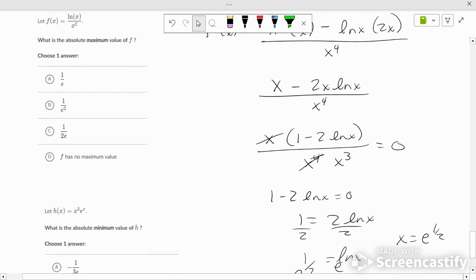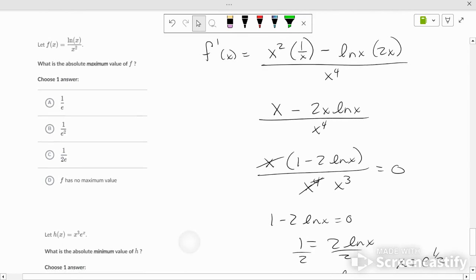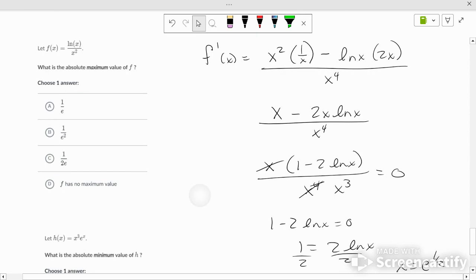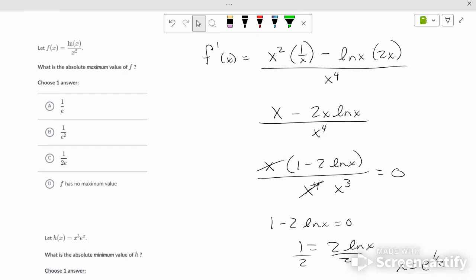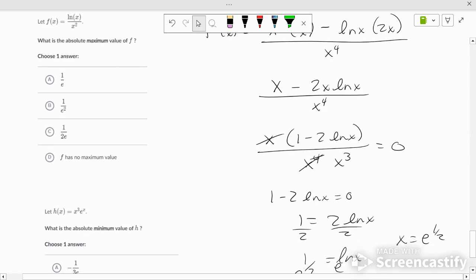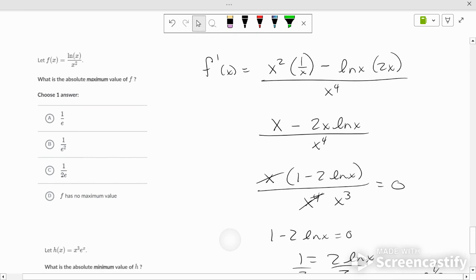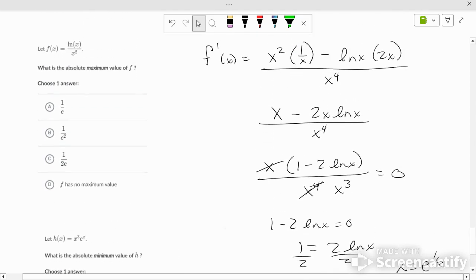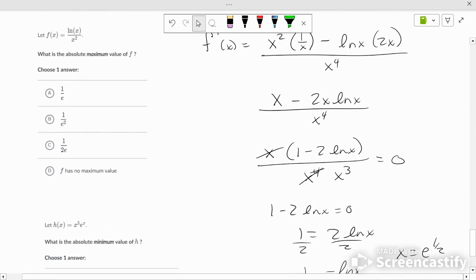I wonder if I did something wrong or if I hope I'm right. All right, so e to the 1/2 power, which I don't see over there. 2x ln of x, take out the x, 1 minus 2. I don't see where I made a mistake. So maybe I didn't make a mistake.